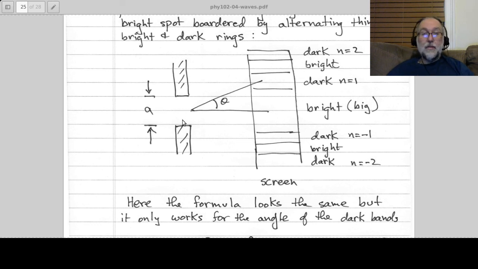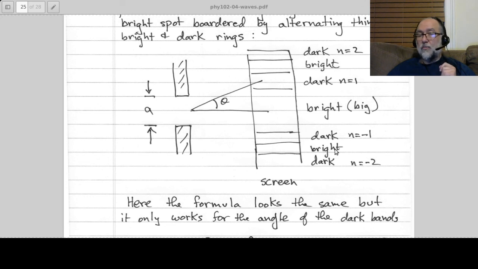Let me give you some variables here. a now is going to be the width of the hole. Theta again is the angle off center, so theta equals 0 is right on center, and off center is theta. In this case, you get one big, very bright middle band, very big and bright. Then there'll be a dark band, and we'll call that dark band n equals 1. Then there'll be a bright band, and then another dark band, and we'll call that n equals 2. Then there's another dark band on the other side, -1 and -2.